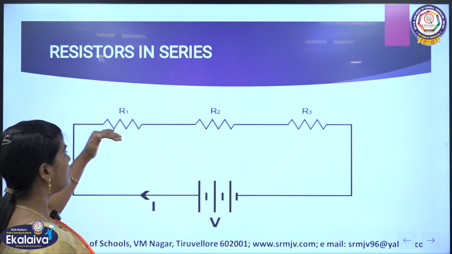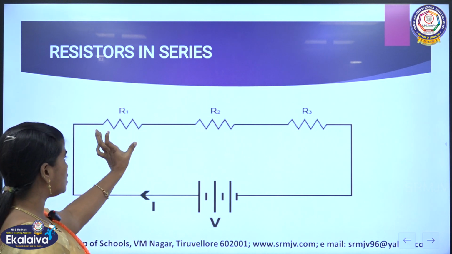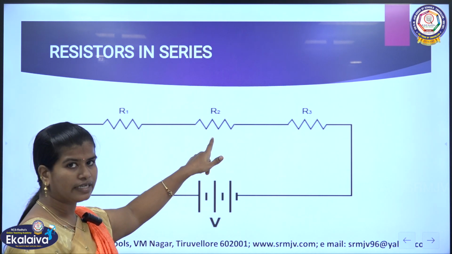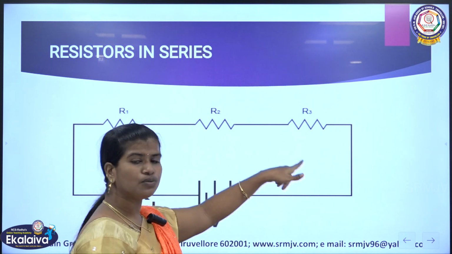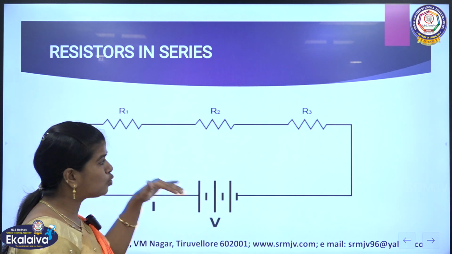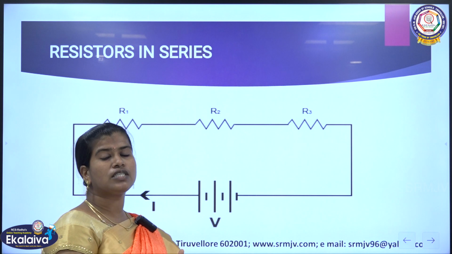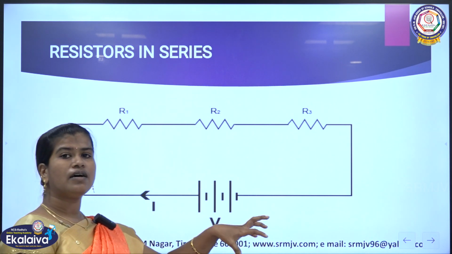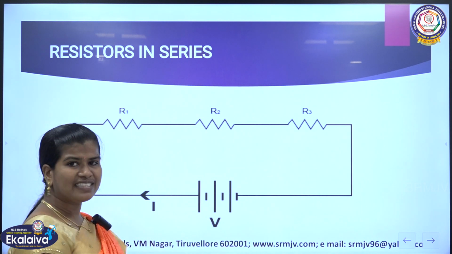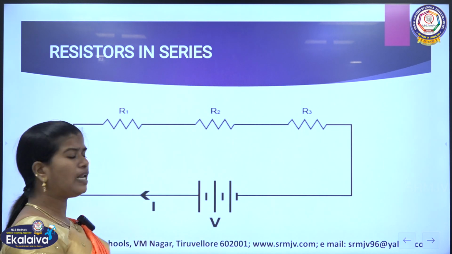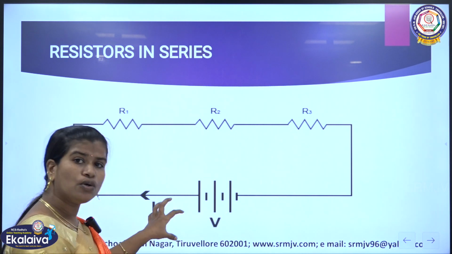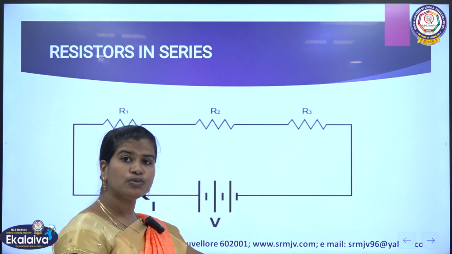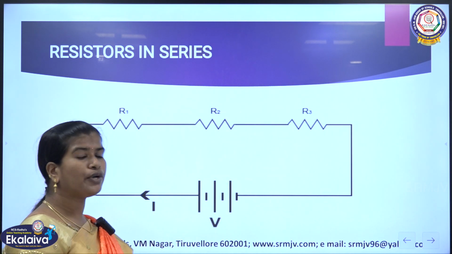It can be connected one after the other. The end of the first resistor will be connected to the other resistor, and the other end will be connected to the next resistor. It keeps on going. We can connect a number of resistors in a series like this. So, suppose I connect a number of resistors in series, what will happen to the voltage, what is going to happen to the amount of current flowing through that, and also what will happen to the total resistance. That is what we are going to discuss.